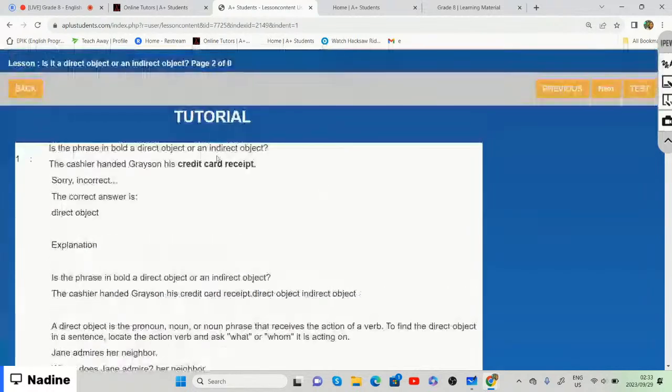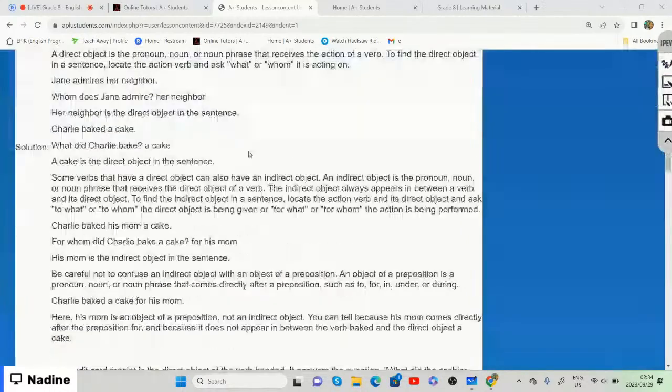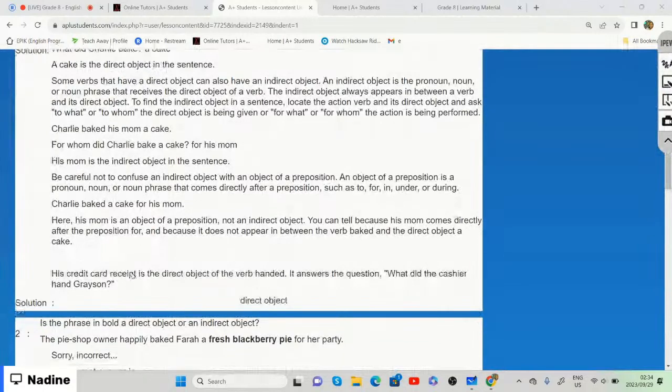So this is a direct object, because this is us asking what did the cashier hand Grayson? So basically, the cashier handed Grayson his credit card receipt. So what did the cashier hand Grayson? It was his credit card receipt.